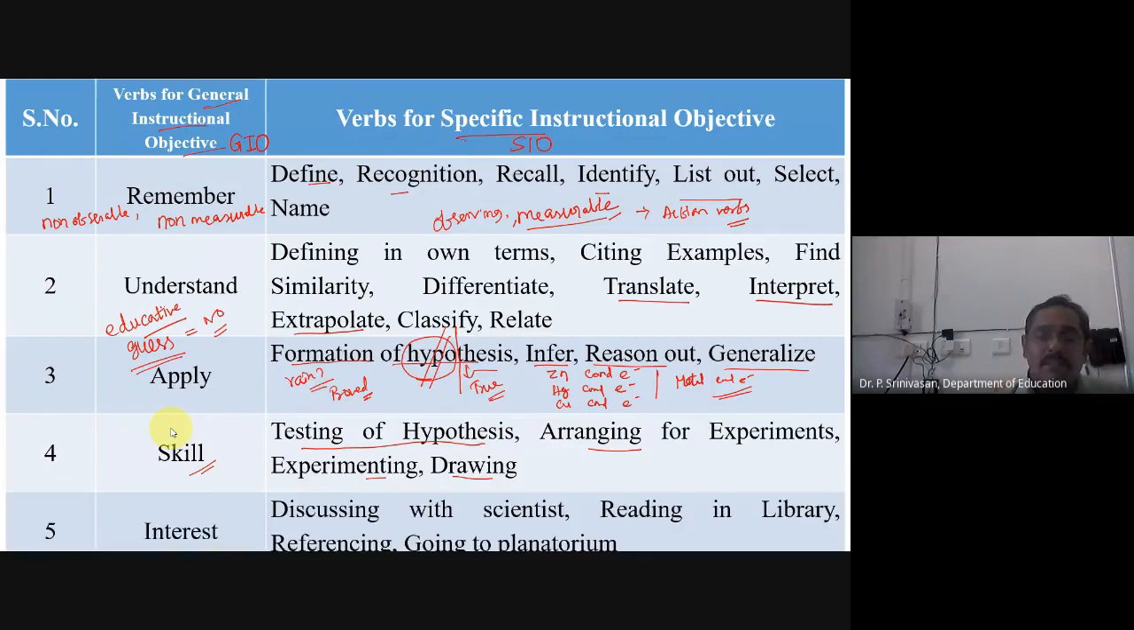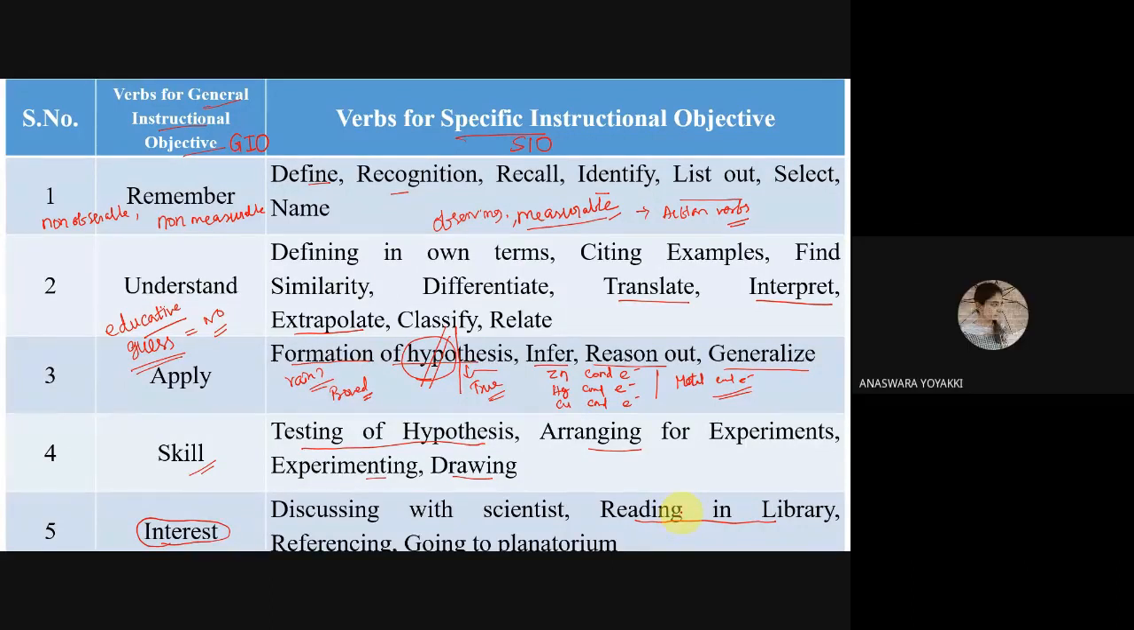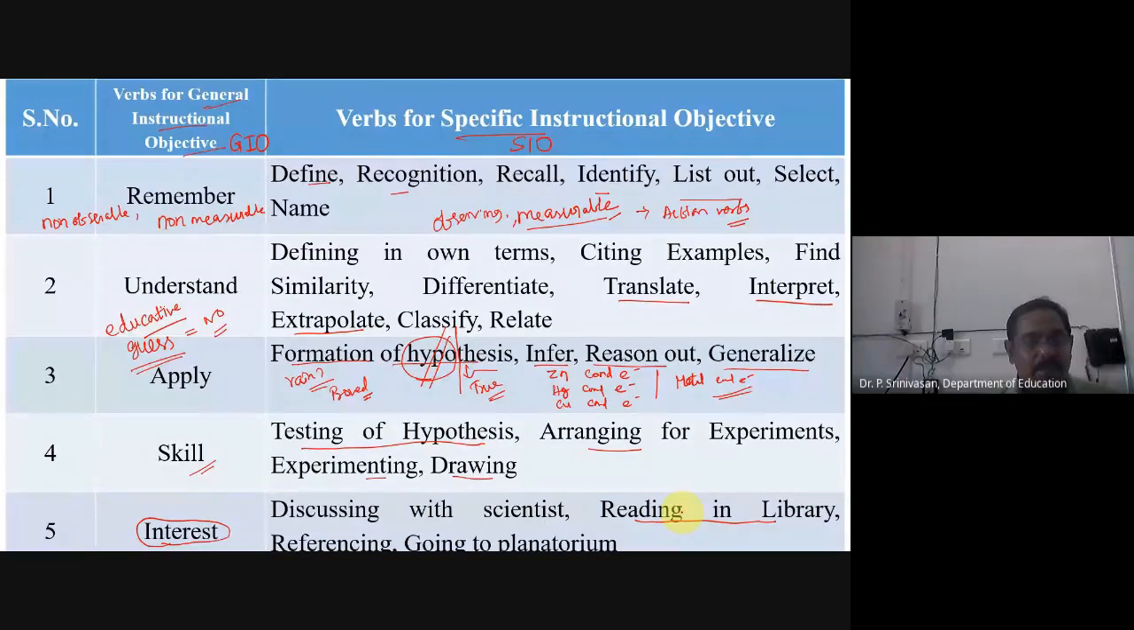The last one, I said, is the affective domain, therefore that one we have in terms of interest. Discussing with scientists, reading in library, referencing, going to planetarium, who will do all these things? The one who is interested to read. Correct. The one who is interested, they will go for the library.